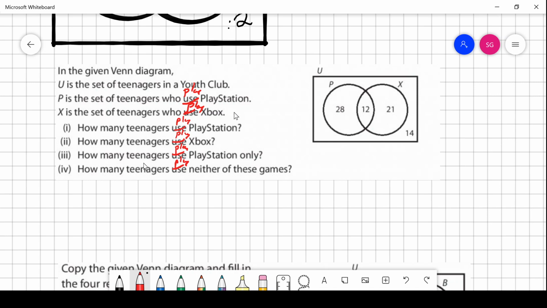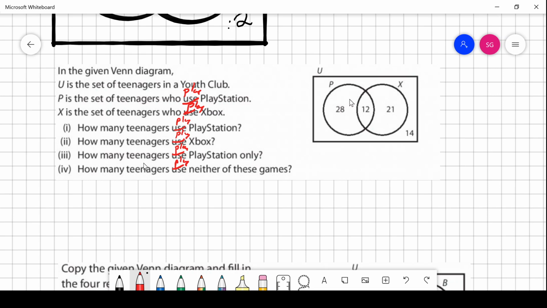So, U is the set of teenagers in a youth club. P is the set of teenagers who play PlayStation. X is the set of teenagers who play Xbox. How many teenagers play PlayStation?